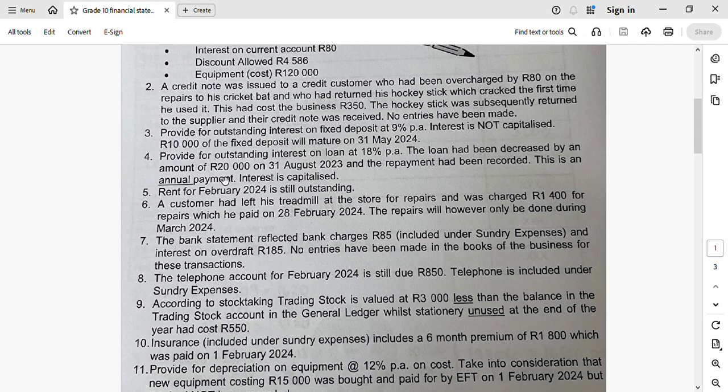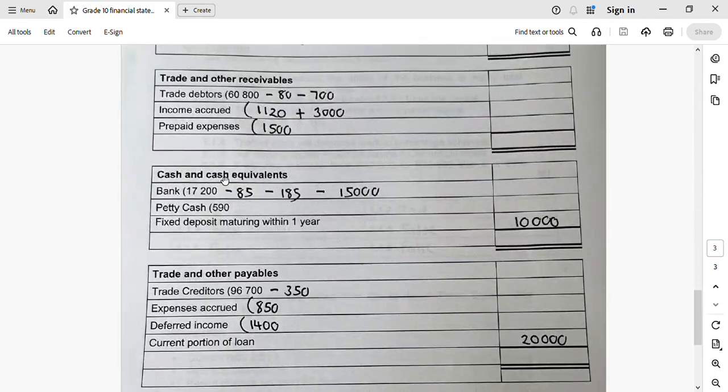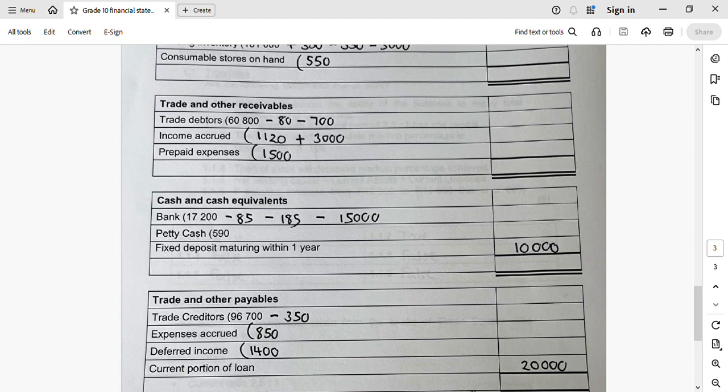Your definition for your non-current liabilities is anything that takes more than a year to pay back. Current liabilities, on the other hand, take less than a year to pay back. So of that full loan of 100,000, 20,000 Rand no longer fits the criteria for a non-current liability. So we're going to move it under trade and other payables here as a current portion of loan. Often, my pupils forget this 20,000. They seem to just do the interest and move on. Don't forget, if there's a part of the loan that has to be paid within a year, it must come as current portion.